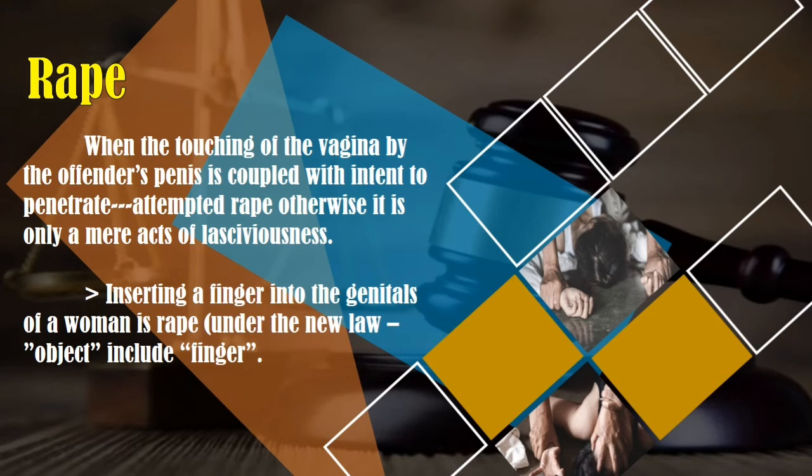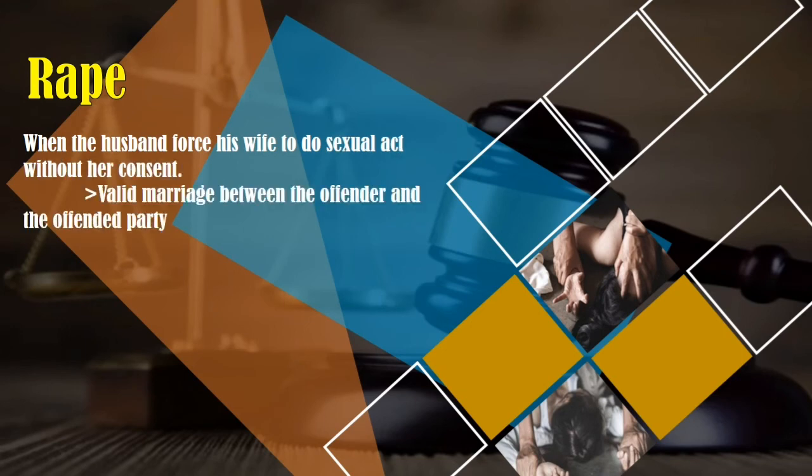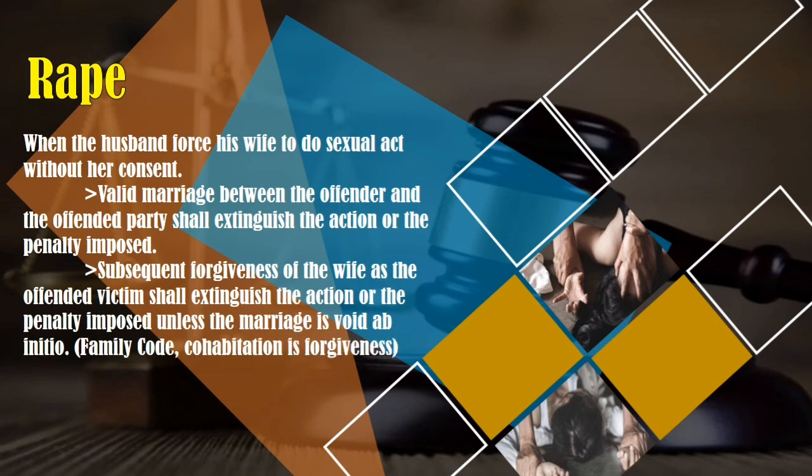And another is inserting a finger into the genitals of a woman is rape. That is under the new law. Speaking of an object, which includes a finger, it must be committed after October 22, 1997, after the passage of the Anti-Rape Law of 1997. Then again, class, rape is also committed when the husband forces his wife to do a sexual act without her consent.